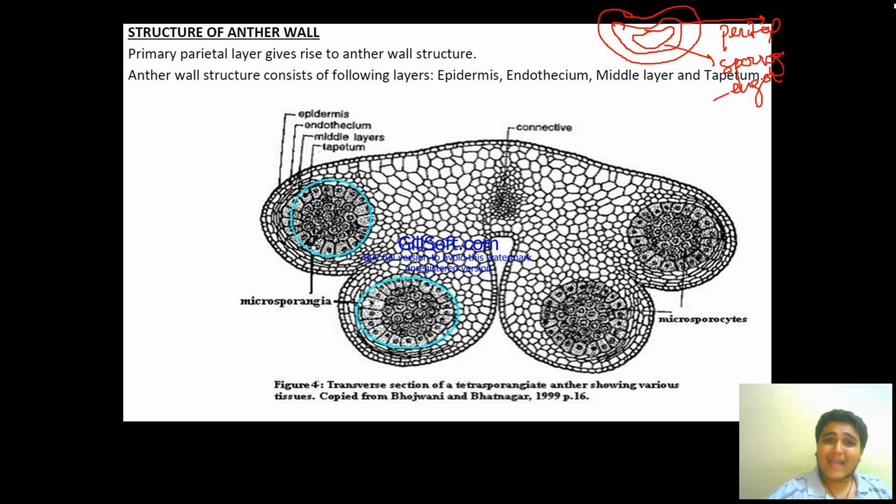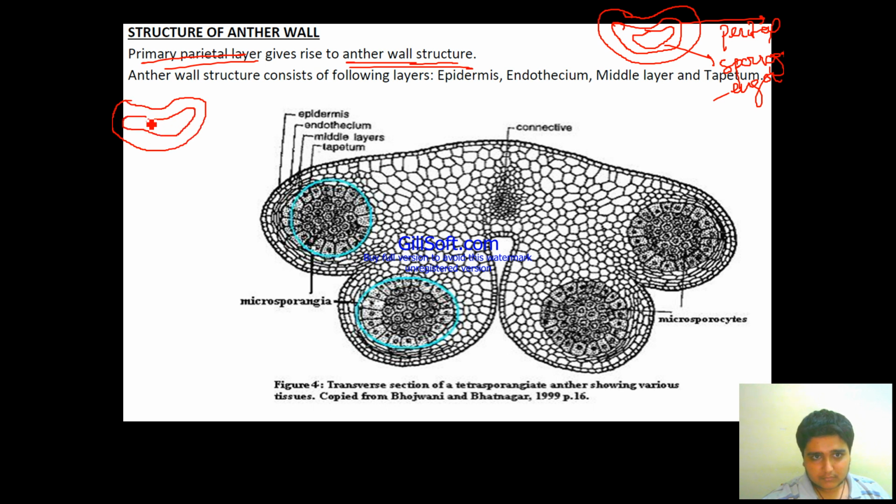Okay, now what happens next, right? This parietal layer gives rise to the anther wall structure. Parietal layer in the sense the outer layer, right? So if I had this kind of a structure, the outer layer gives rise to anther wall. But wait a second, there is a problem. Anther wall is made up of multiple layers. In fact, it's made up of 4 kinds of layers. So what is going to happen now?